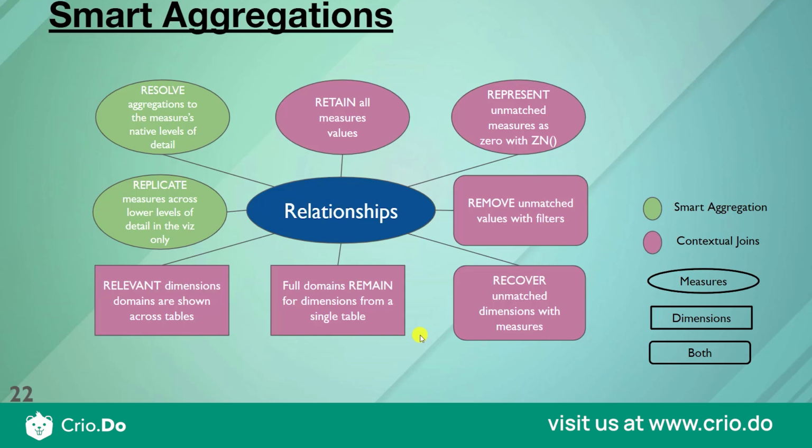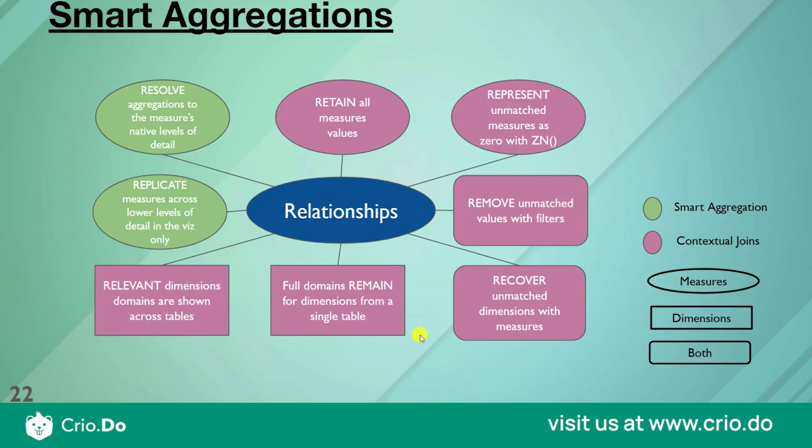This is related to the dimensions, and all your dimensions will remain whenever you're bringing up from a single table. All the full domain will remain there. Represent unmatched measures as zero. If you see here, this is an actually important thing. Represent measures, and whenever there is an unmapped value, it will be counted as zero. It will not bring up a null, but it will be counted as a zero.